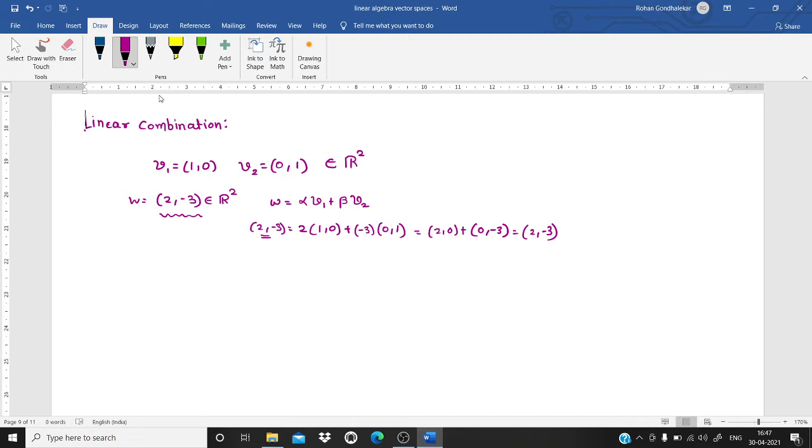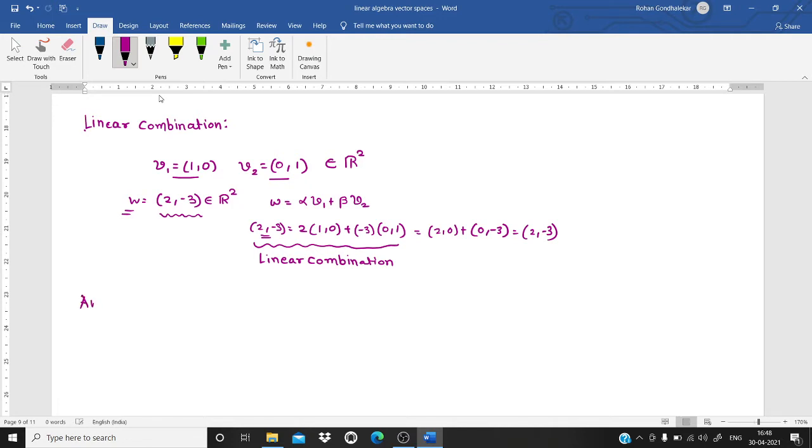So what we have done here is nothing but a linear combination of the vectors v1 and v2. This linear combination represents the vector w. In a similar way, we can write each and every member of R2 as a linear combination of v1 and v2. So in simple words, if someone asks you the definition of linear combination, one can give it like this.